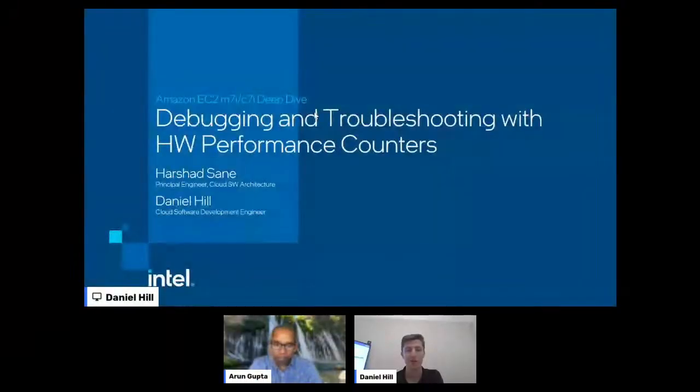It is debugging and troubleshooting with hardware performance counters. I think Ravi mentioned it before, but this is a deep dive into this feature that will be part of the m7i and c7i instances. Every VM, even the small ones, will have access to these performance counters.